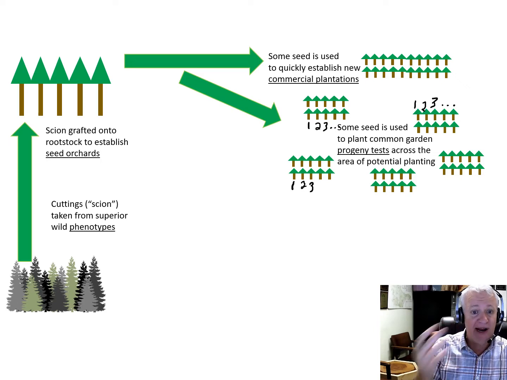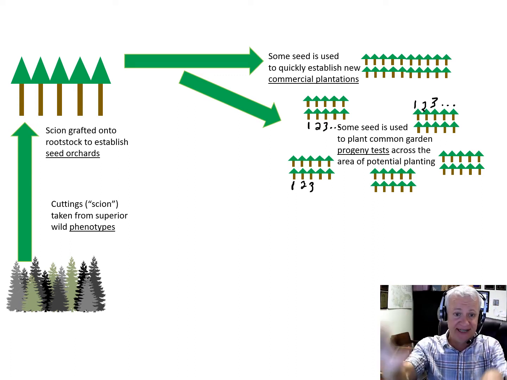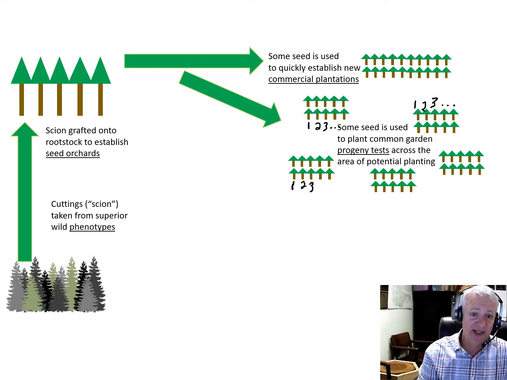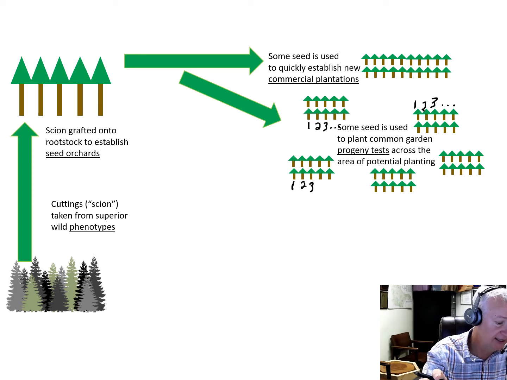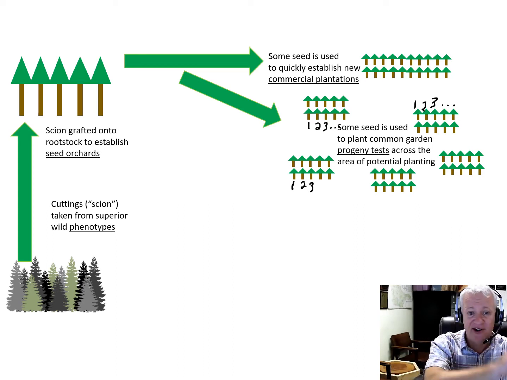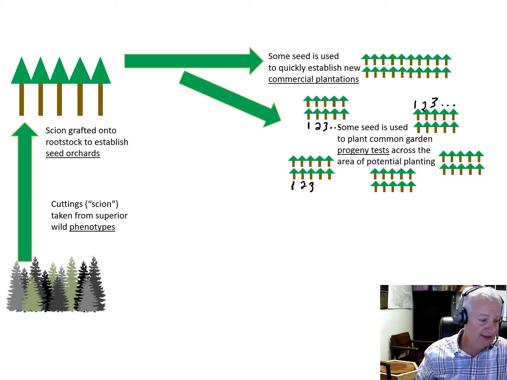And they're the progeny. We're not planting genetically identical material to what's in the seed orchard. We're gathering seed from there and planting the progeny. So what we're going to do is use information from these progeny tests. That's what these common garden studies are called. They're progeny tests. We're using information from those progeny tests to understand the value of the parents. Do the parents in the seed orchard produce progeny that perform better than average?